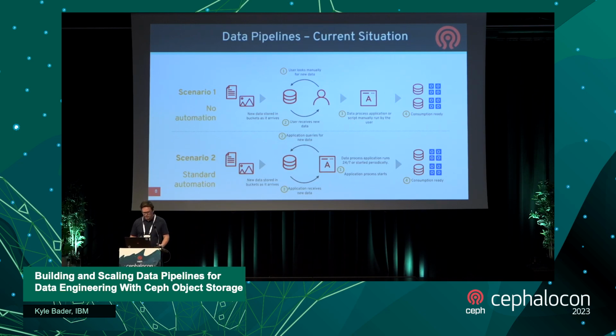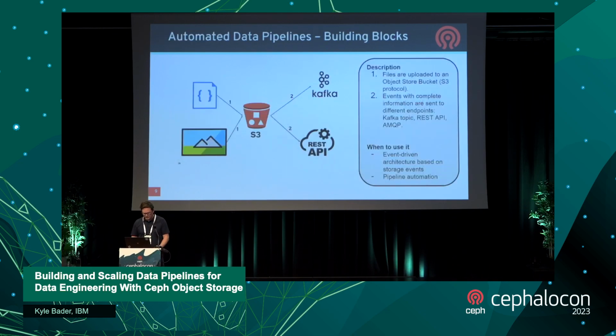The initial automated way that you could improve upon this, absent something more sophisticated, would be to set up an application that's just polling a bucket, and when it sees something that's interesting, it can do some sort of process and make the data available for wider consumption. But there's a better way. And that builds off of the event notification, or bucket notification feature that has been for a number of years now part of the Ceph Rados Gateway.